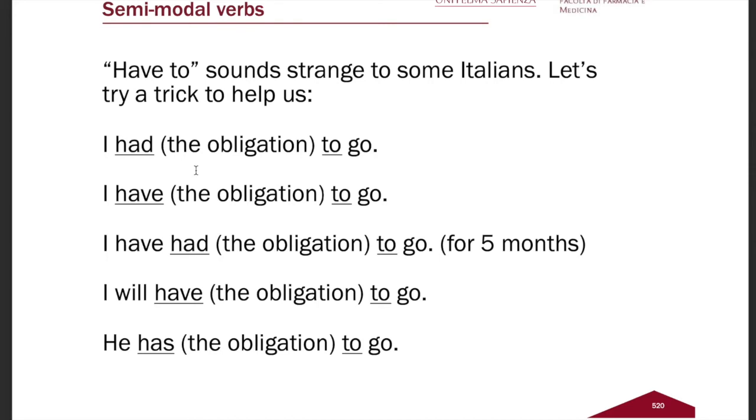The way that I normally explain have to is that in the middle there's an invisible obligation. What did I have, right? What is this thing I have? So I had the obligation to go. I have the obligation to go. I have had the obligation to go, right? So in have to, for me, in the middle, there's what do I have? It's an obligation to do something.